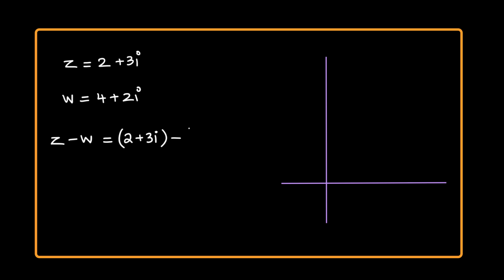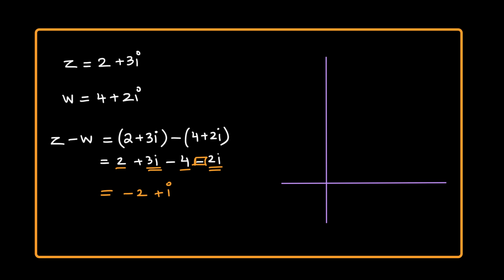This time I have the complex number z given as 2 plus 3i. The complex number w is given as 4 plus 2i. This time I am doing the subtraction z minus w. So 2 plus 3i, this is z, minus 4 plus 2i. So this is 2 plus 3i minus 4 minus 2i. So the 2 and the 4 subtract and give us negative 2. The 3i and the negative 2i subtract and we are getting a plus i.